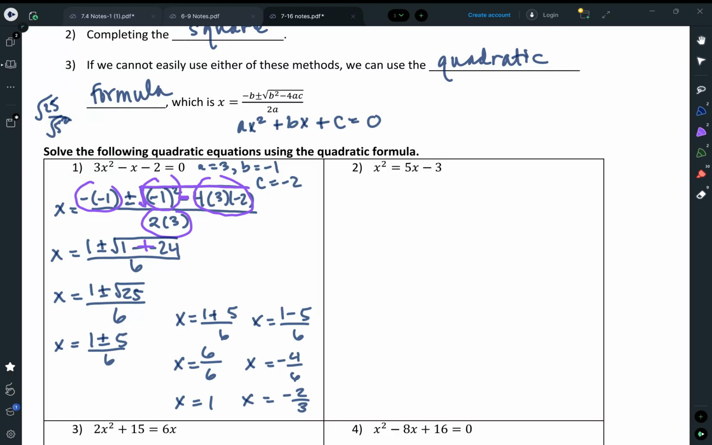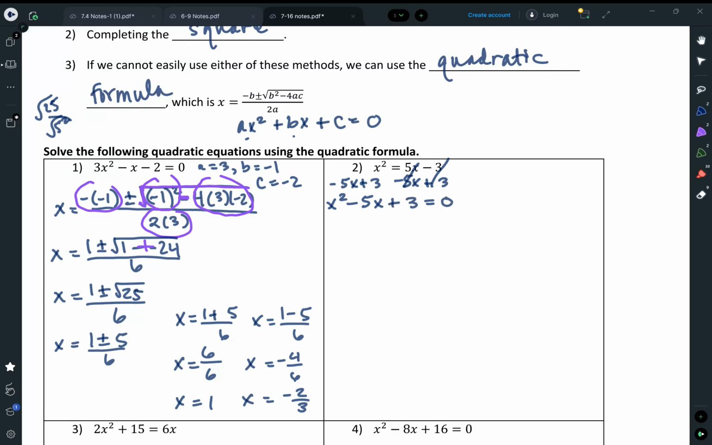All right, looking at the second one, I can already see that I don't have the right format. I need my quadratic term, linear term, and constant equal to 0. So I want to move everything over to the left-hand side. I like my x squared to be positive, so I'm going to subtract 5x and add 3 on both sides. That leaves 0 on the right-hand side. My left side is x squared minus 5x plus 3.